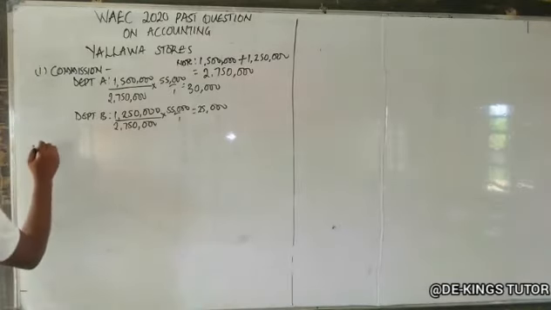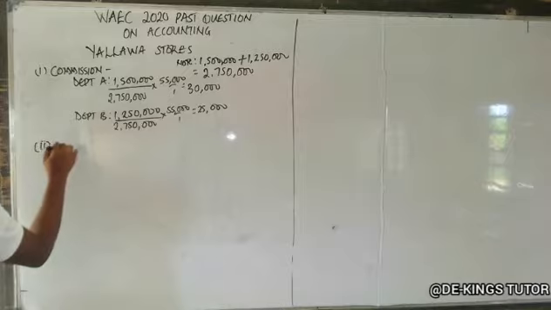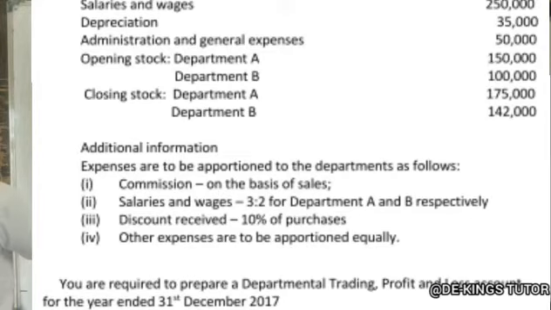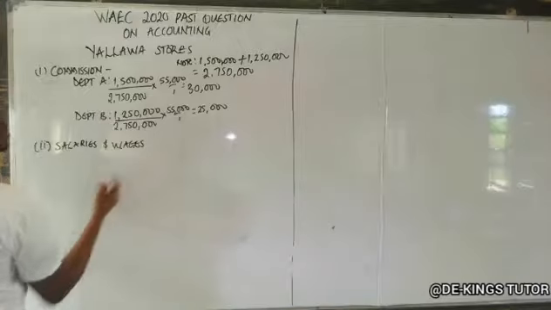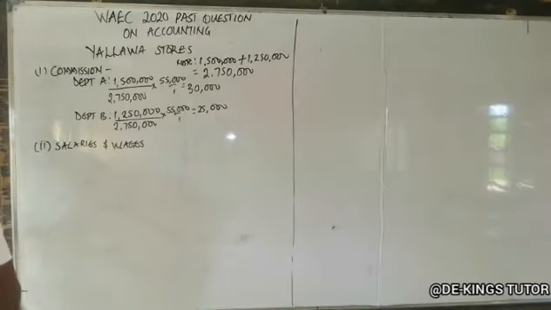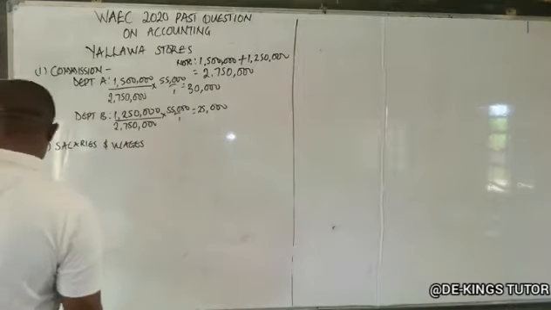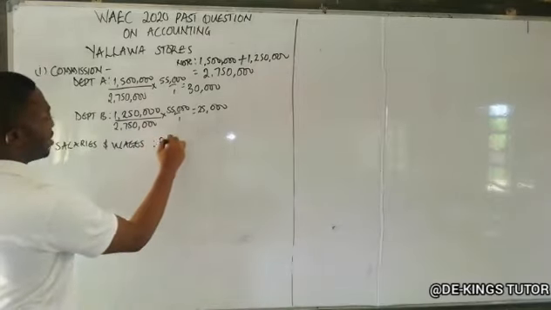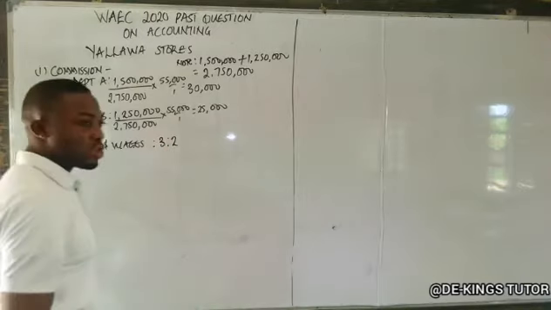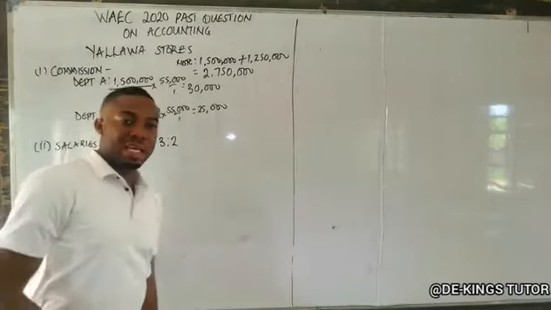Salaries and wages. They said it is 3:2 for Department A and B. 3:2 means Department A is 3, Department B is 2. So we have to add it. 3 plus 2 will give us 5. So that's the total.